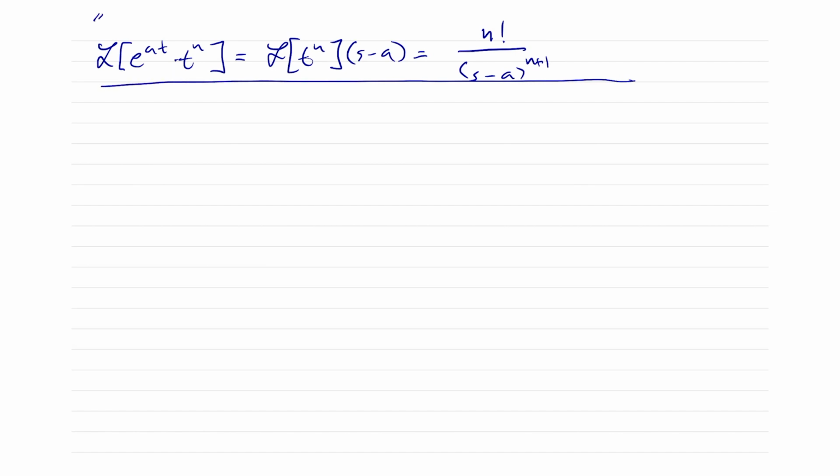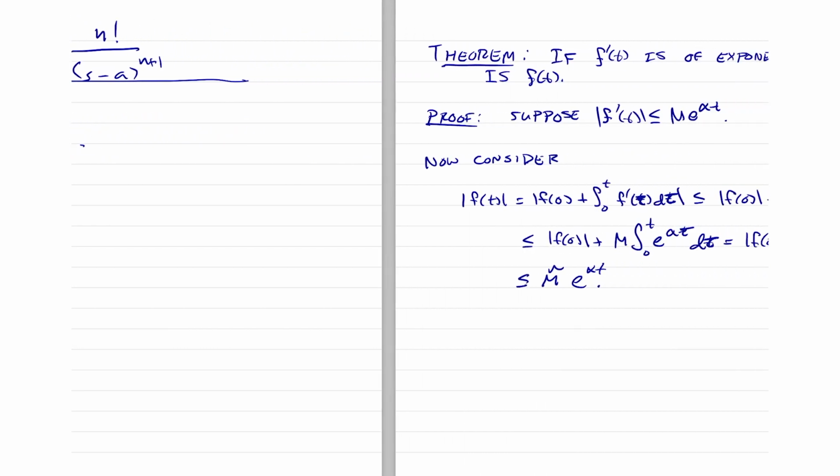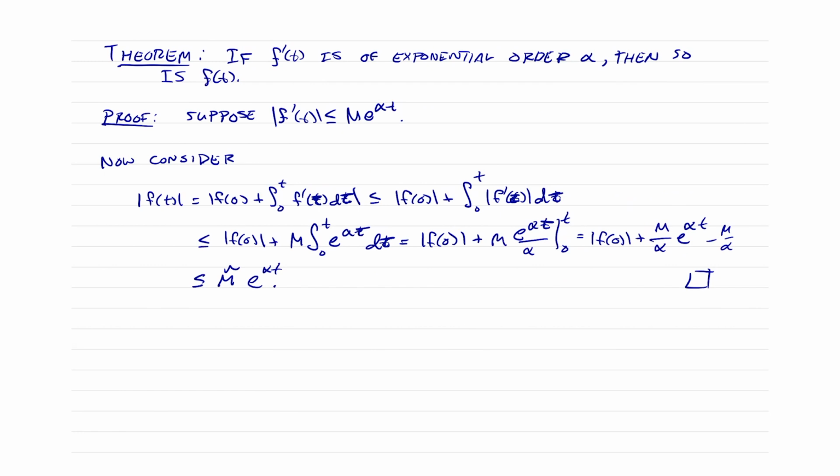The next one comes in when we take the Laplace transform of the derivative f prime of t at s. What you end up getting is s times the Laplace transform of f evaluated at s minus f at 0. In order to do this, we need one little theorem, and that's this here. I already worked it out, and this is what we have.